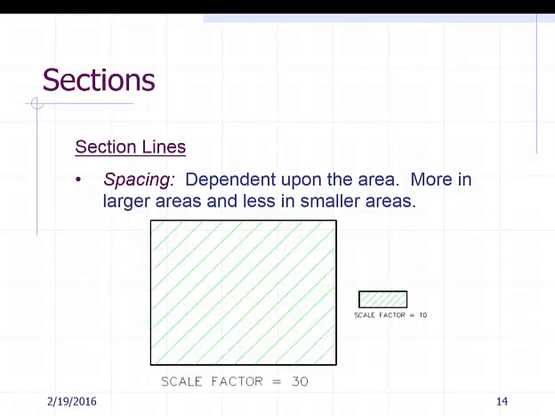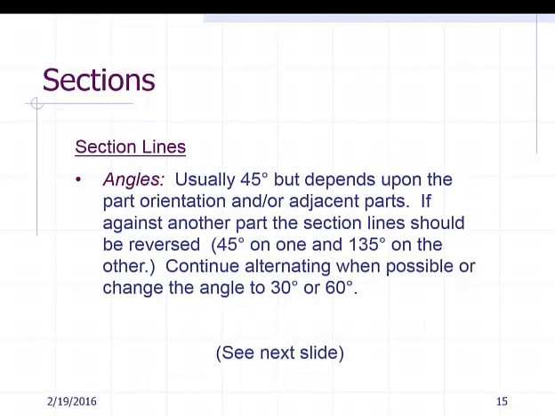The section lines themselves, the spacing, we will basically want to match our scale of our drawing. So if we've got a 1-to-1 view, then we're going to use a scale of 1 for our hatching. If we're going to print it 2-to-1 or 1-to-2, then we're going to adjust our scaling either to 2 or 0.5 depending on the case. And then the angles are typically 45 degrees. That will be done automatically for you.